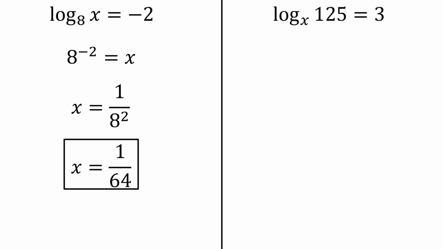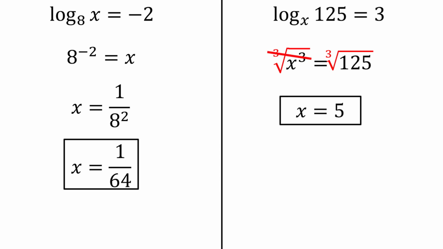How about log base x of 125 is equal to 3? The best way to solve this is to rewrite it as an exponential. The exponential form of this log is x to the third power is equal to 125. Now we can solve this by taking not the square root, but the cube root of both sides. We want to know what number can you multiply by itself 3 times and get 125. Well, hopefully you said 5, as 5 to the third power is equal to 125. So 5 is our answer.